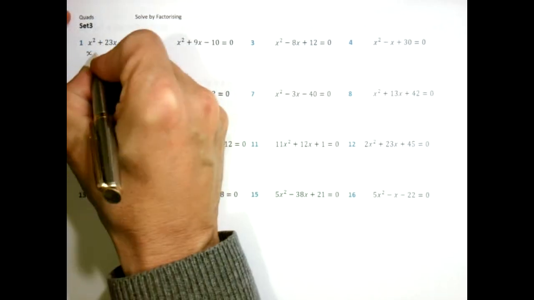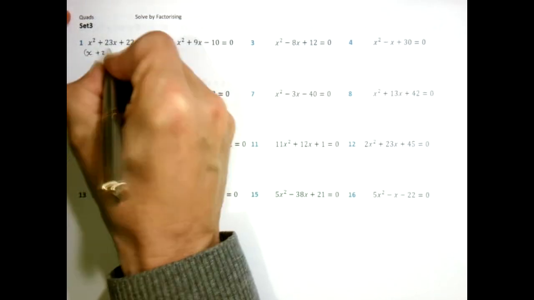Quadratics solved by factorising. Set 3, first 16 questions. These start off looking like they've got bigger numbers in, and we've only got primes down to here. Let's see how we get on.